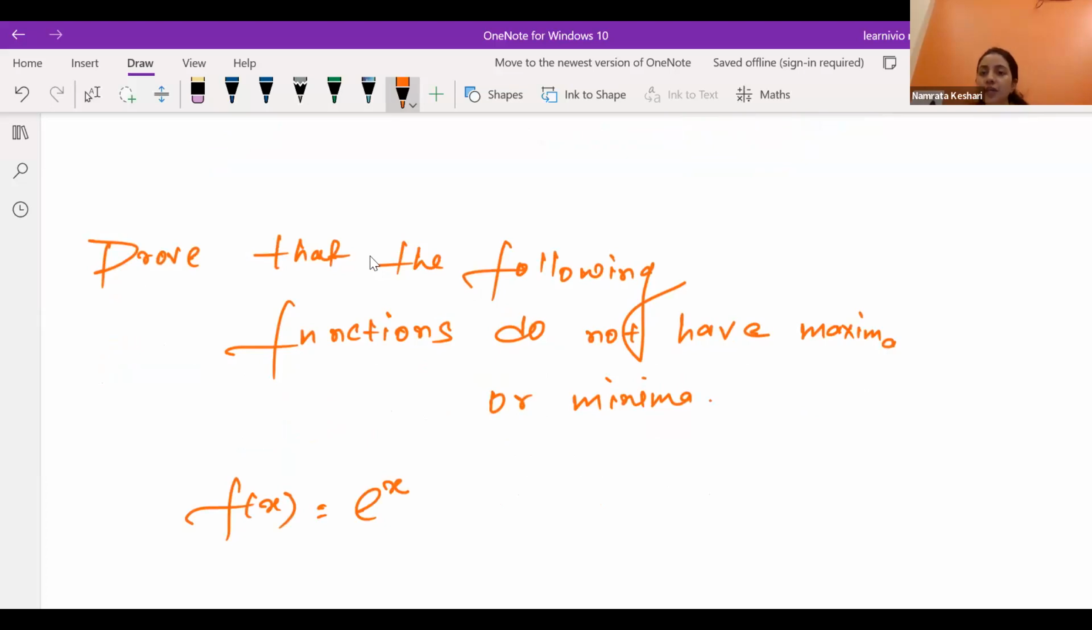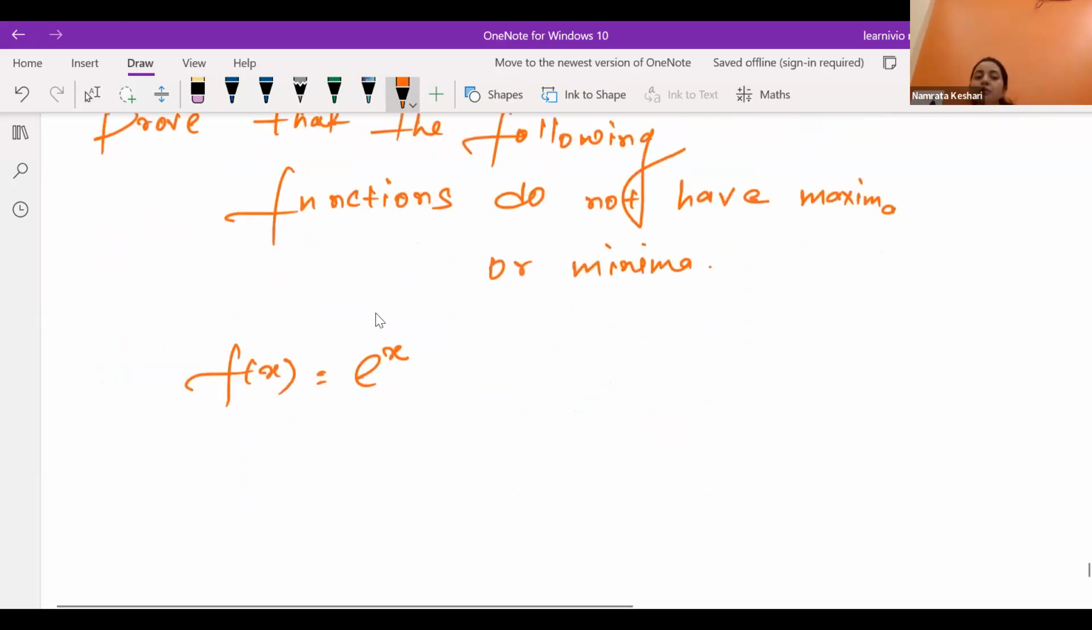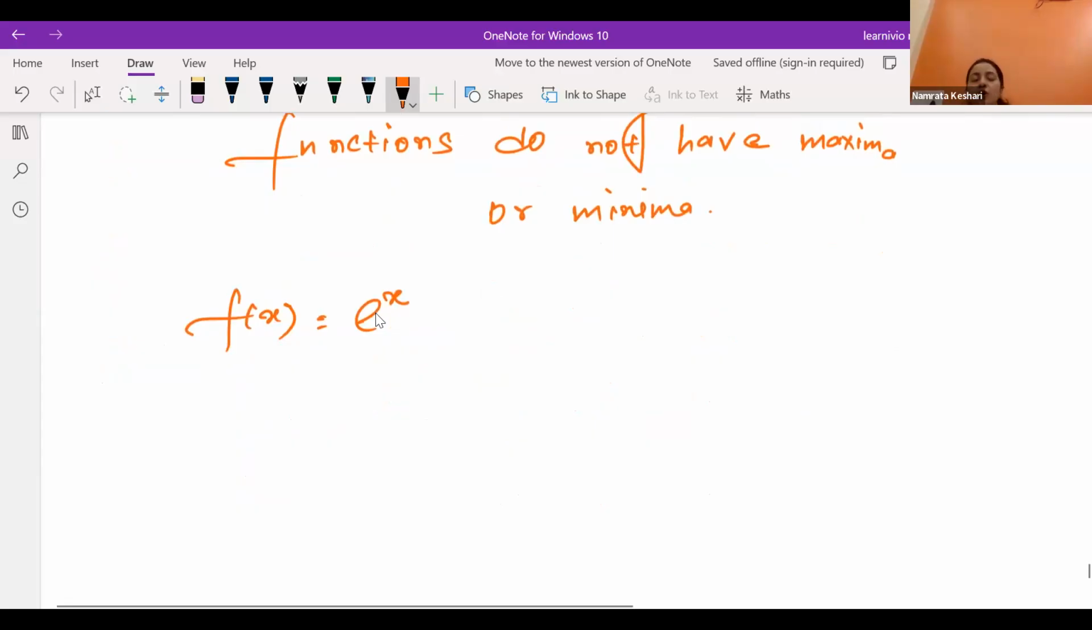Try proving it, Fatima. At first, what we'll do for finding the maxima or minima is try finding the critical point, right? Yes. Okay, that is the basic approach. If that is not working, then we can think about how the graph goes.